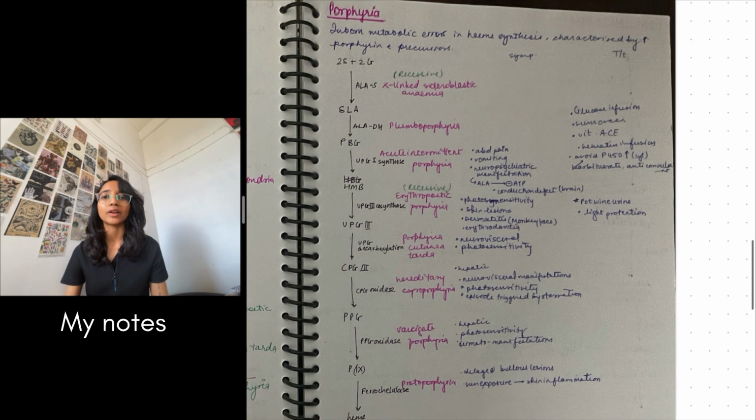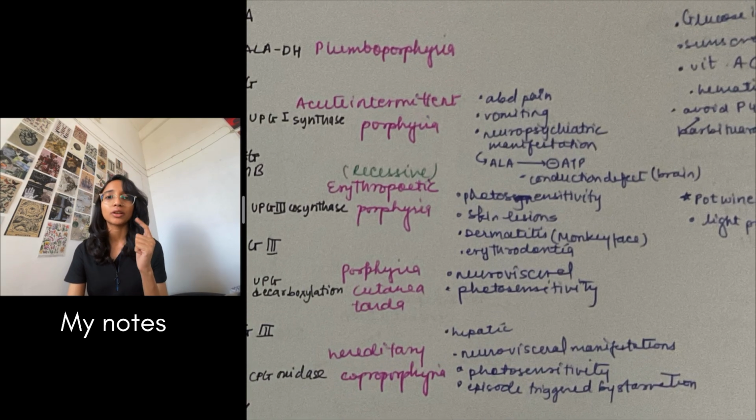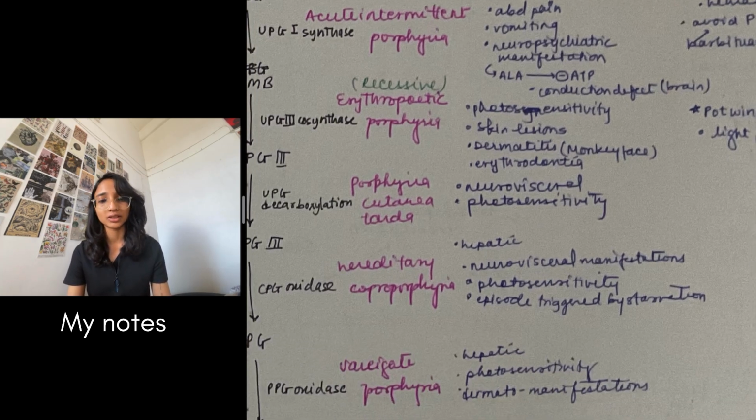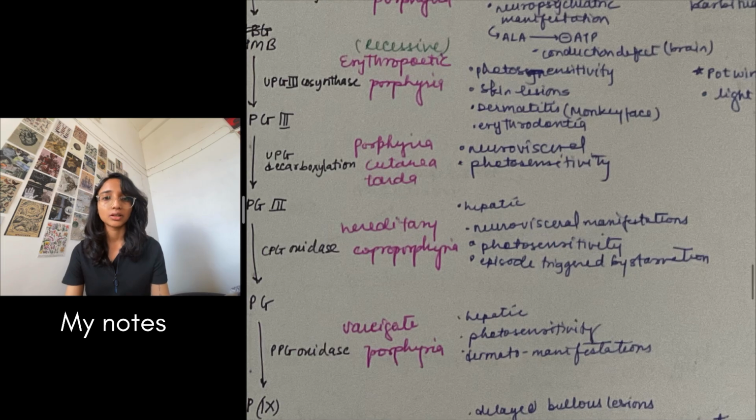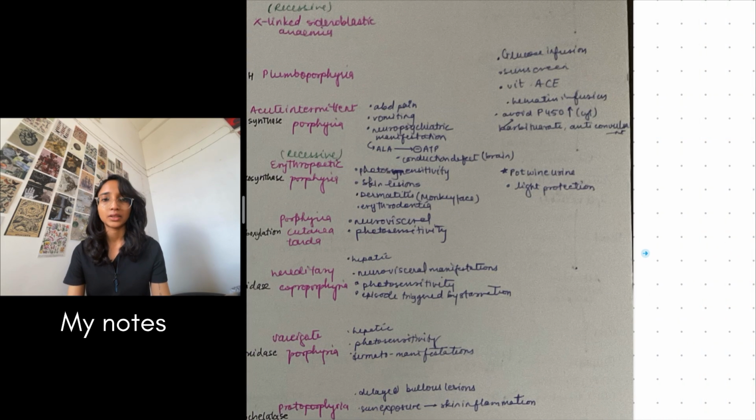Then I've written porphyria separately so that it's easier for me to understand, because there was not a lot of space on that page. So see, I've written acute intermittent porphyria, so abdominal pain, vomiting, neuropsychiatric manifestations will be there, right? So if there is a question which asks me to diagnose a porphyria, I already know what in each porphyria I will be seeing. So, for example, in cutanea tarda, there is neurovisceral photosensitivity. It is neurovisceral. There is photosensitivity. So, I will be able to write my answers much easier.